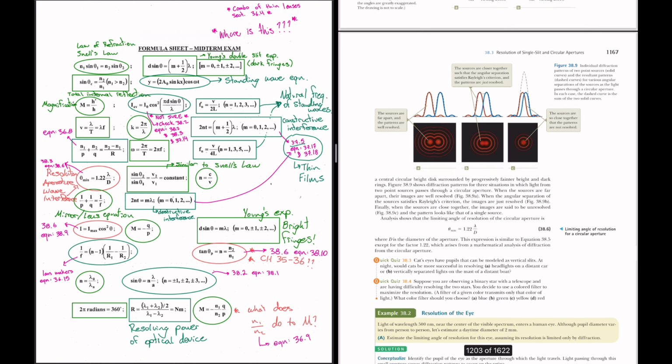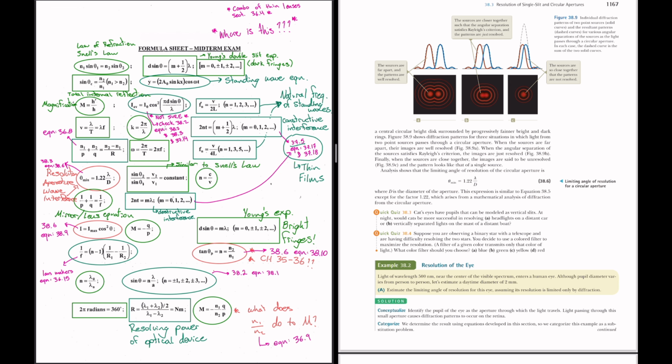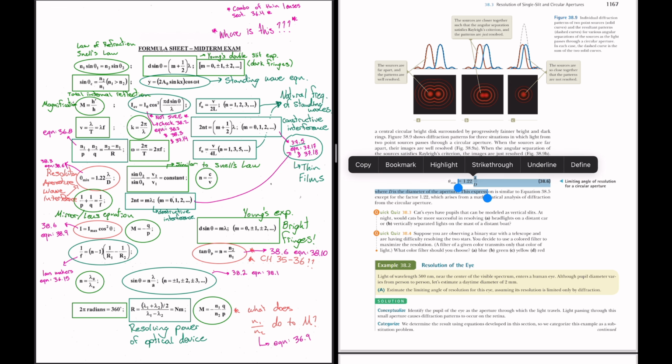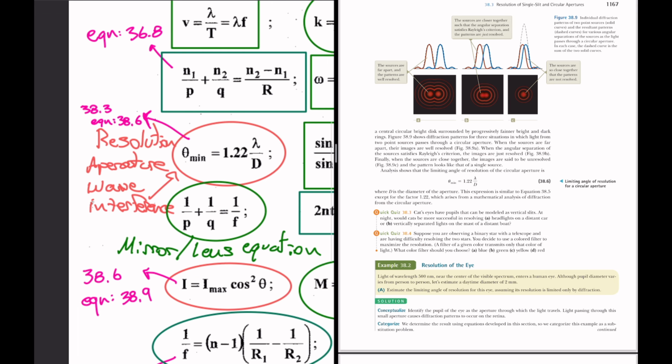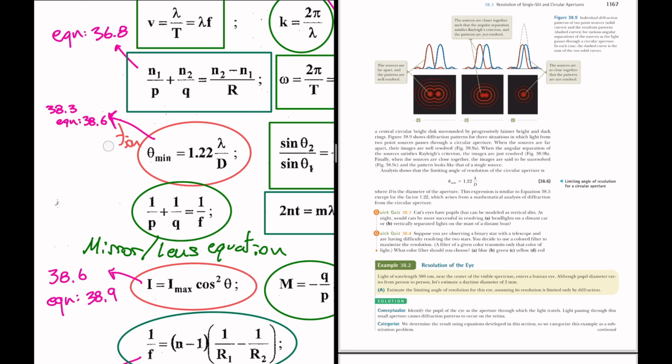And we are going to get somewhere over here to the limiting angle of resolution for a circular aperture, equation 38.6, which is exactly this one here. Theta minimum equals 1.22 times lambda divided by capital D. So I wrote resolution as a guess. I wrote aperture. I wrote wave interference. These were all pretty solid guesses from my first run through of the equation sheet. So it's very good to do this. Check my first equation sheet video to see how I went through this. But I'm going to put a green circle around this because I now know what it's called.